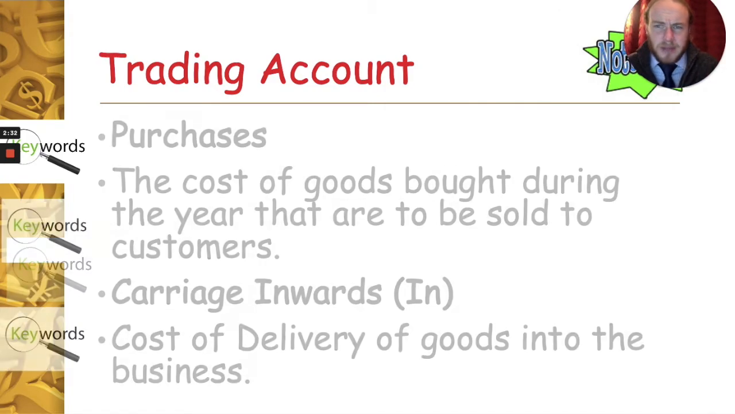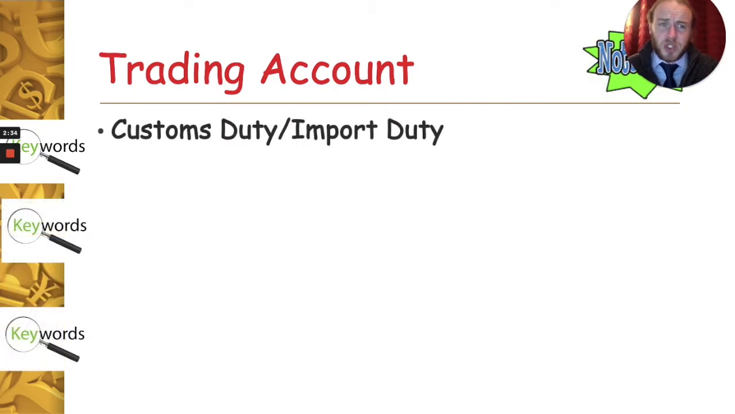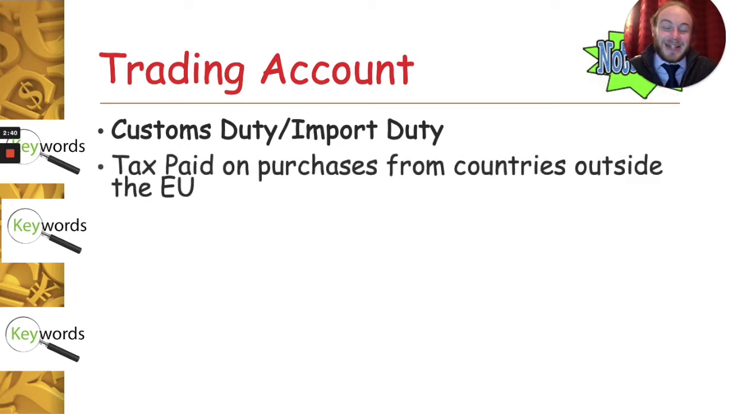Next up, we have customs duties or import duty, which you know from the chapter on taxation. You'll be very familiar with this now with Brexit. It's a tax that you pay on goods that you buy from countries outside the European Union. Simple as. Closing stock then is the opposite to opening stock.